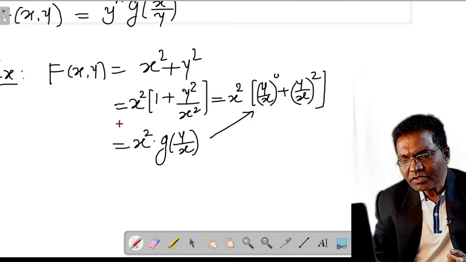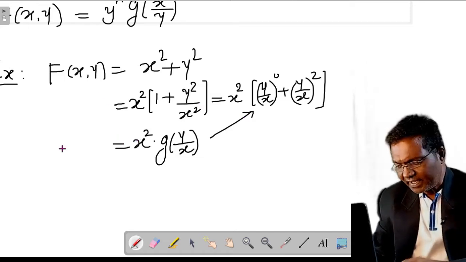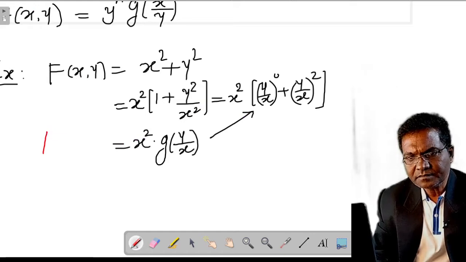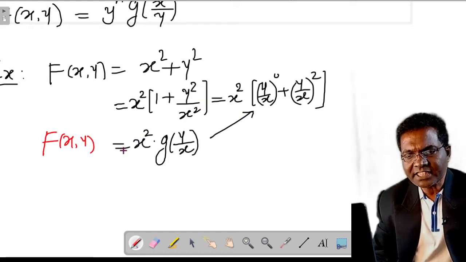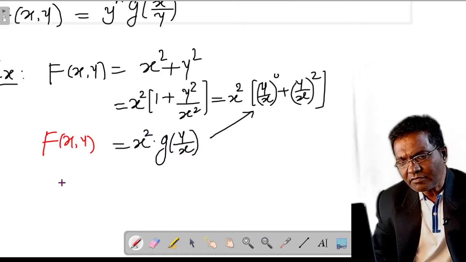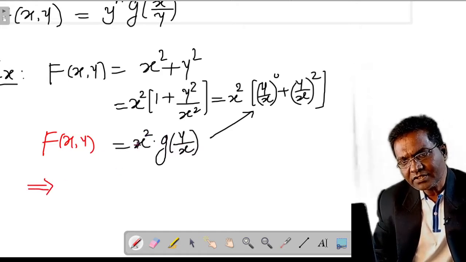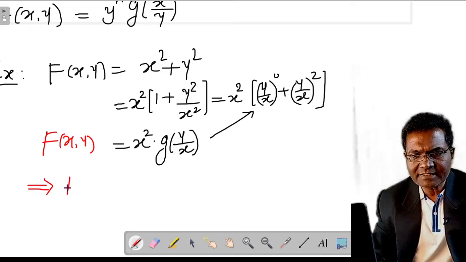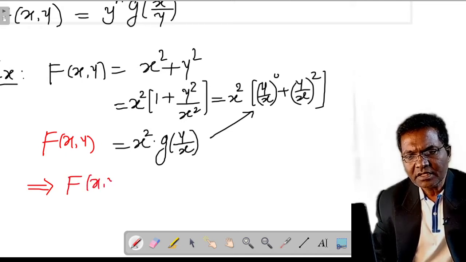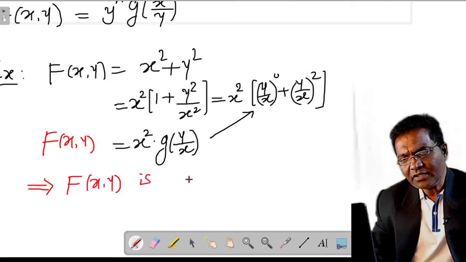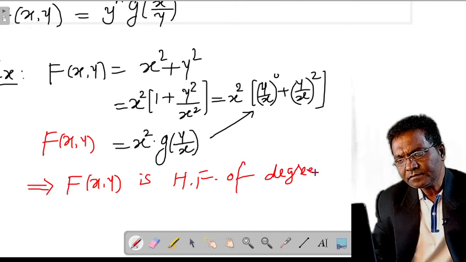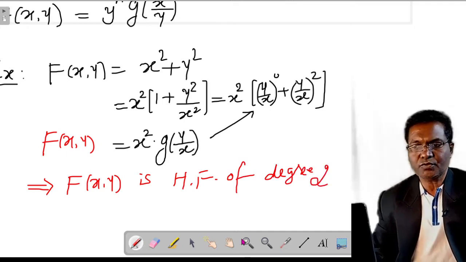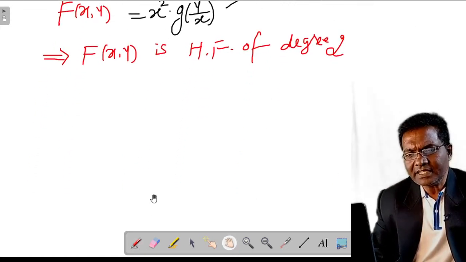Okay, so now look at this. How is f of xy expressed? x power n into g of y by x. Here n is 2. So this implies f of xy is a homogeneous function of degree 2.